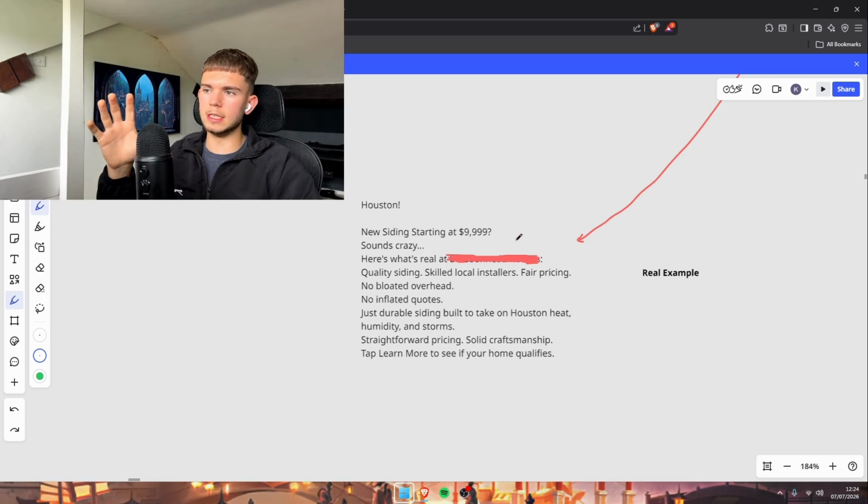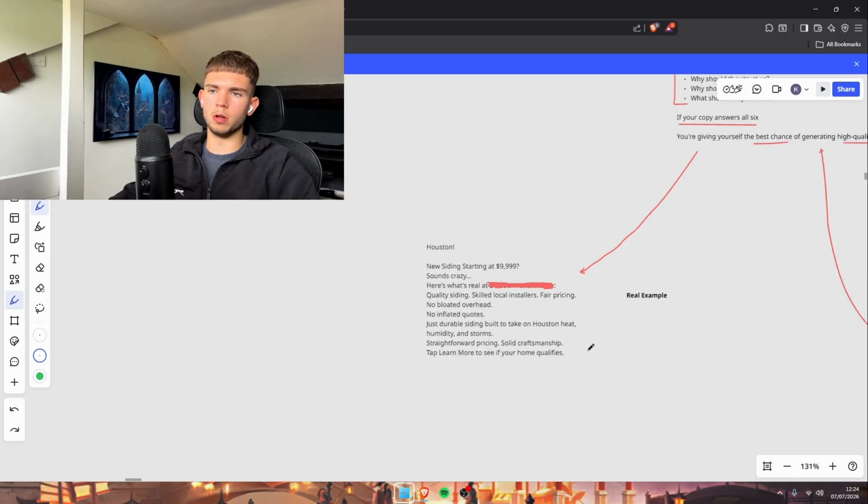And now you can see here, it is so simple, so short, so snappy, right? New siding starting at $9,999. Sounds crazy. Here's what's real at company name. Quality siding, skilled local installers and fair pricing, no bloated overhead, no inflated quotes. Just durable siding built to take on Houston heat, humidity and storms. Straightforward pricing, solid craftsmanship. Tap learn more to see if your home qualifies.